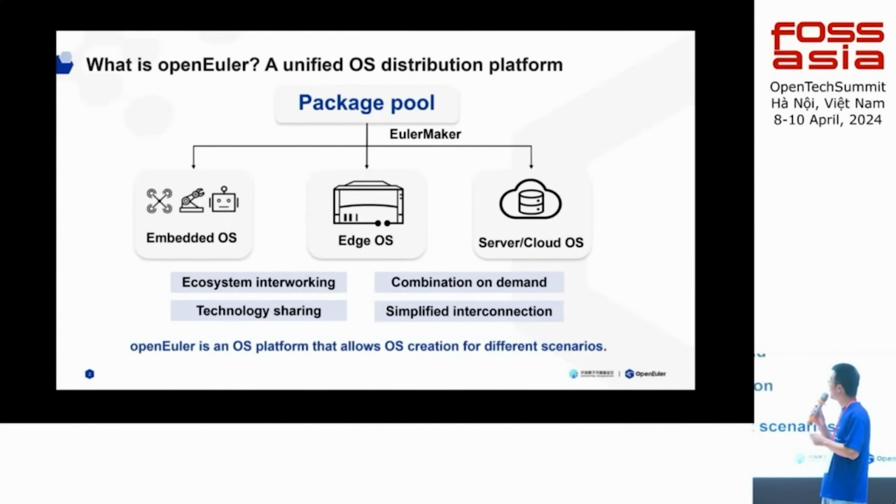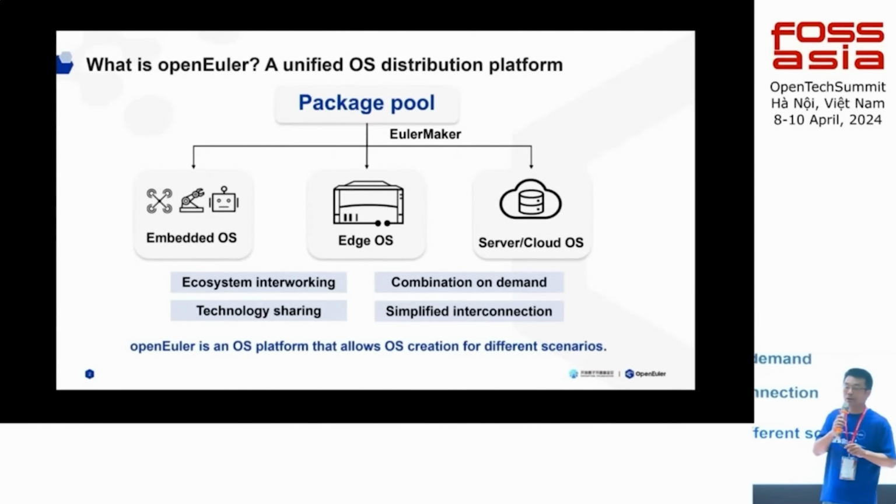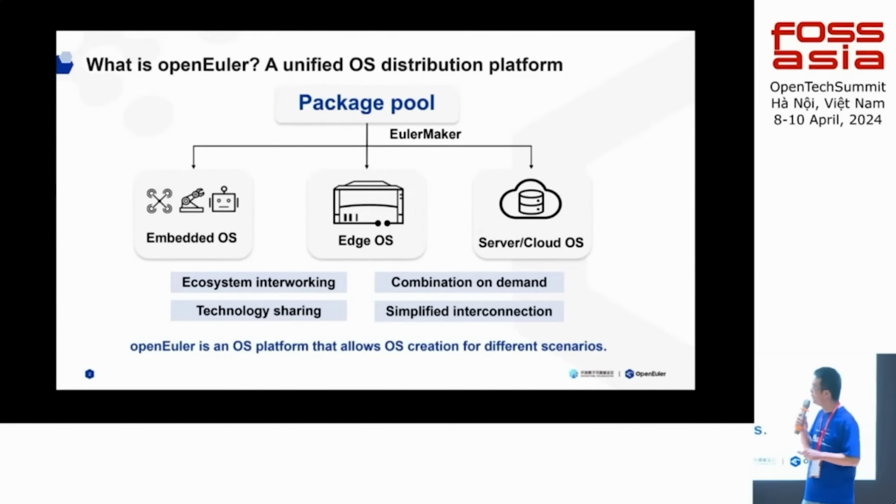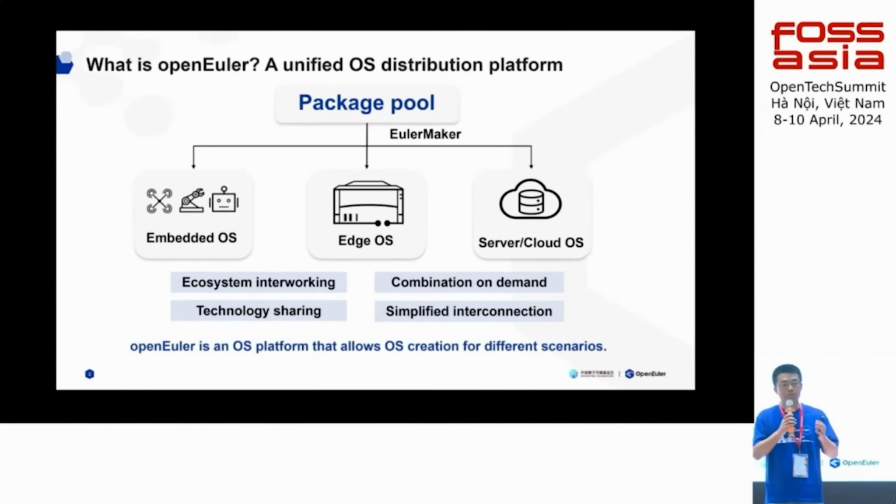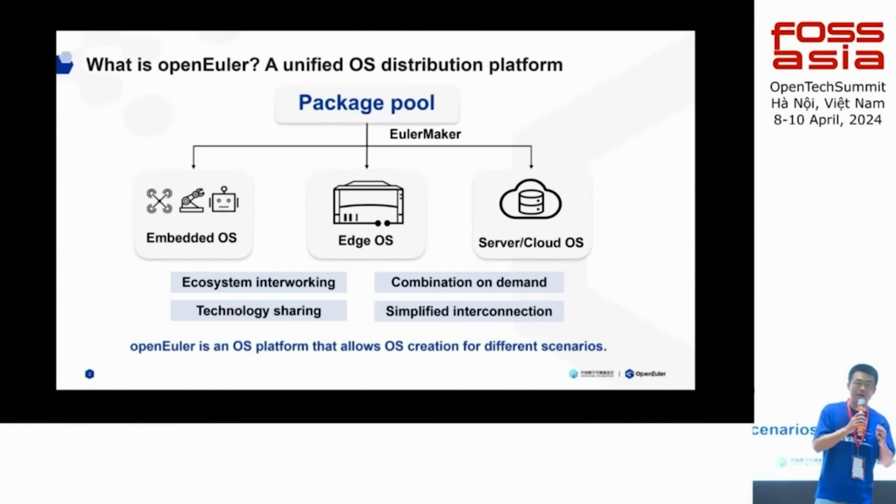So here is the architecture of openEuler. What openEuler is, actually, is very simple. The definition is very simple. openEuler is an OS platform that allows you to create an OS for different scenarios. That means we have a package pool. The package pool collects all of the components of the operating system. And then we developed a new tool, which is called openEuler Maker. Through Euler Maker, we can create different kinds of operating systems.